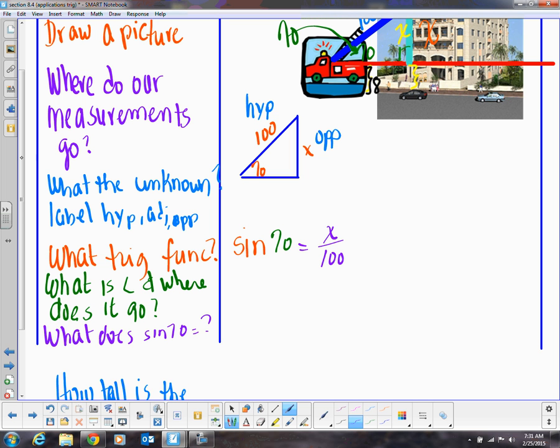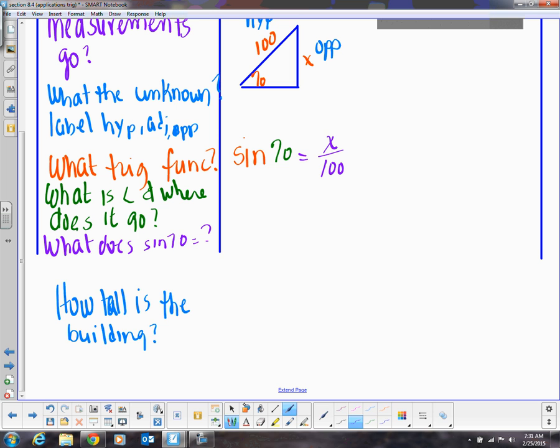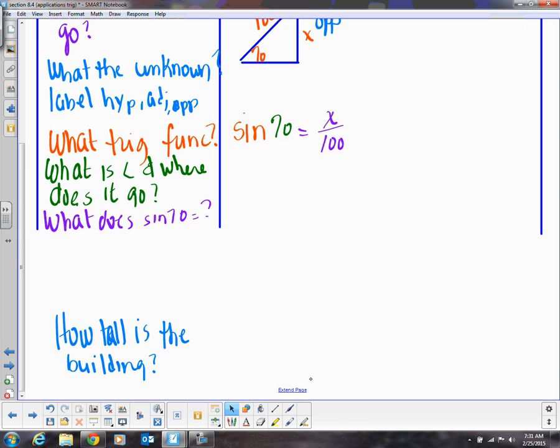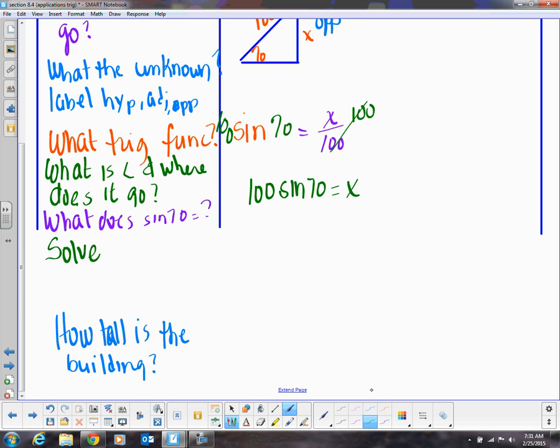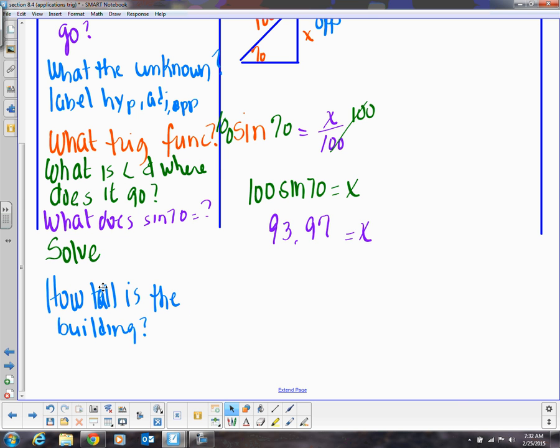All right, so now once we get to this point, what's your next question? We need to solve. We're going to multiply this side by 100, and multiply this side by 100. So we're going to end up with 100 sine 70 equals X. And X is 93.97.